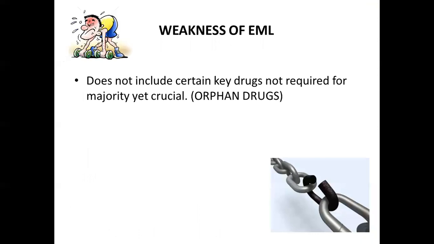And what is the weakness of EML? So the EML doesn't have many weaknesses, but one of the significant weaknesses is that it does not include certain key drugs which are actually crucial but may not be catering to the majority of the population. And these are the orphan drugs. You know that orphan drugs are catering to the treatment of rare disorders, rare diseases. That is why these are not included in the essential medicine list. So that is one weakness of the EML. Though it is catering to the majority of the population, it is leaving out some population, or some rare diseases are not being catered by the EML.